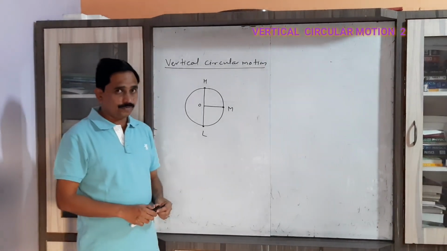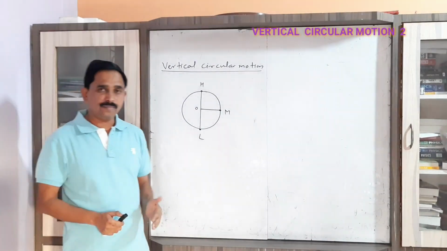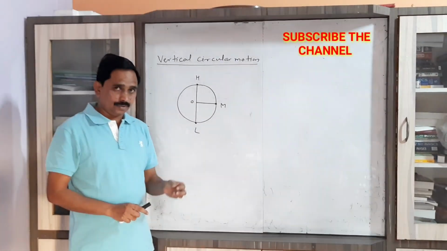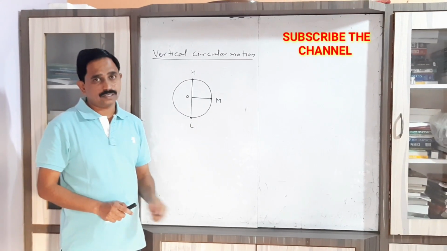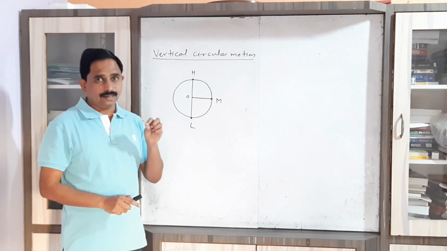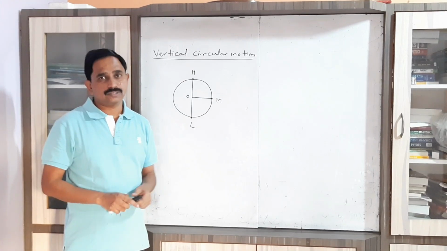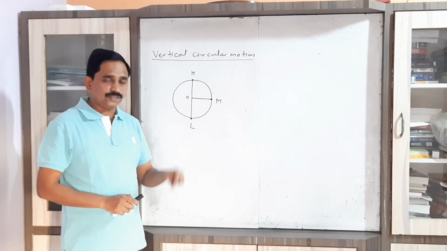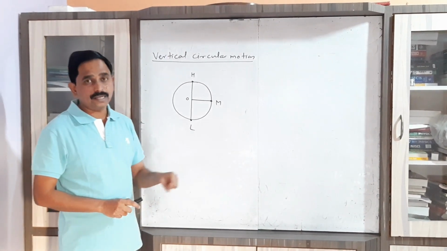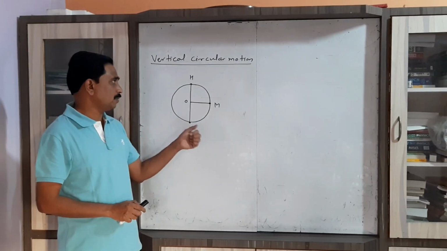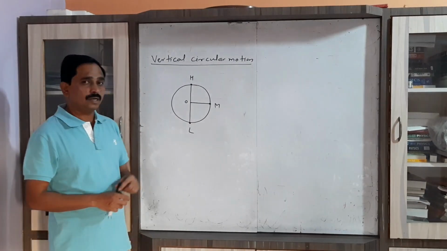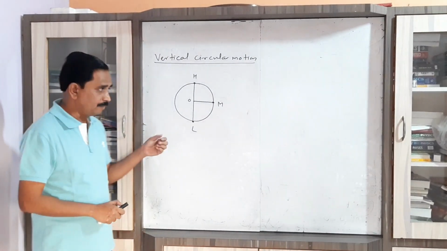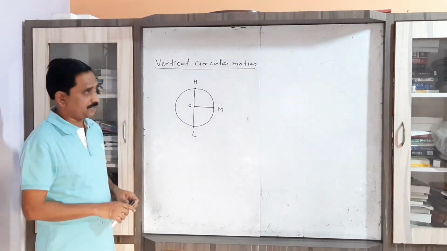In the previous video, I already explained what we mean by vertical circular motion, the effect of acceleration due to gravity on vertical circular motion, then the expression for tension in the string at various positions, and the expression for velocity, that is the linear velocity, at the highest, lowest and middle positions. Now in this video, again we consider the same topic but with a different expression.